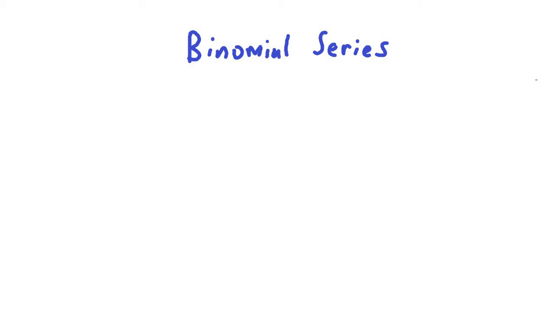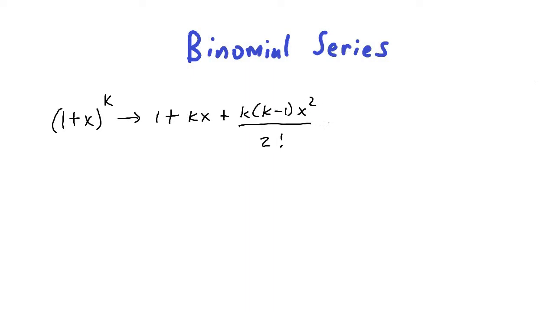So let's take a look at the binomial series. Let's say we have the binomial 1 plus x raised to a certain power k. Now in the binomial series, k has to be any real number, and so using Taylor polynomials we can expand it into 1 plus k times x plus k times k minus 1 times x squared over 2 factorial plus k times k minus 1 times k minus 2 times x cubed over 3 factorial, and so forth.